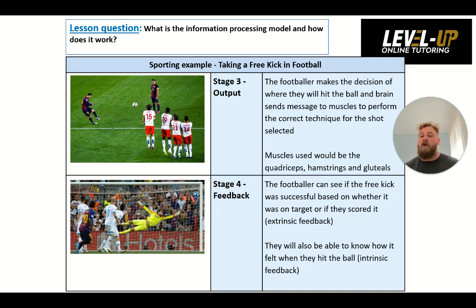Muscles used would be the quadriceps, the hamstrings, and the gluteals. Then we have stage 4, which is feedback. The footballer can see if the free kick was successful based on whether it was on target or if they scored it, which is extrinsic feedback. They will also be able to know how it felt when they hit the ball, which is their intrinsic feedback.